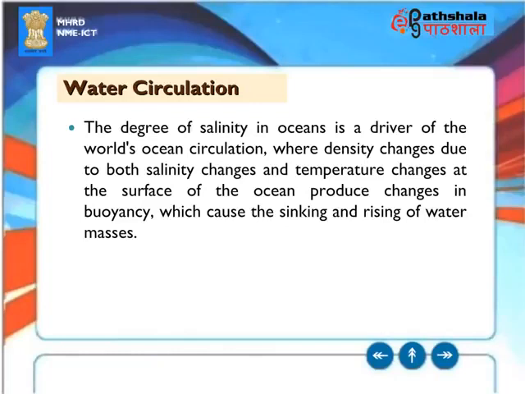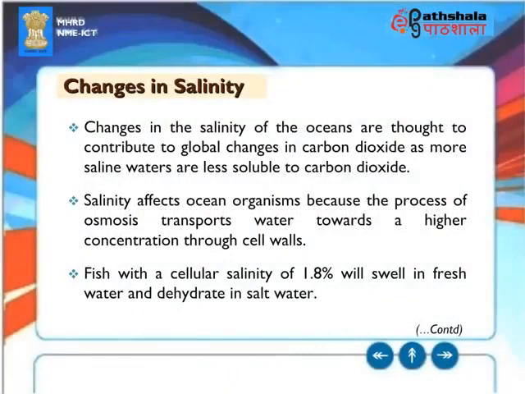Water circulation. The degree of salinity in oceans is a driver of the world's ocean circulation, where density changes due to both salinity changes and temperature changes at the surface of the ocean produce changes in buoyancy, which cause the sinking and rising of water masses. Changes in salinity. Changes in the salinity of the oceans are thought to contribute to global changes in carbon dioxide, as more saline waters are less soluble to carbon dioxide.